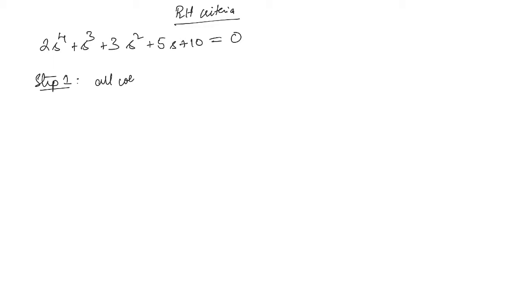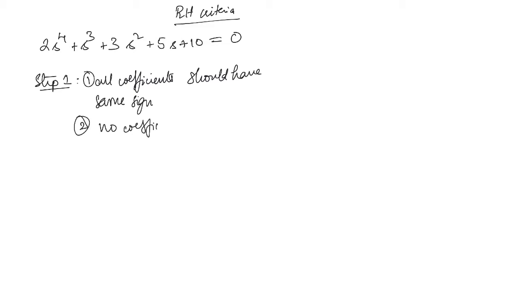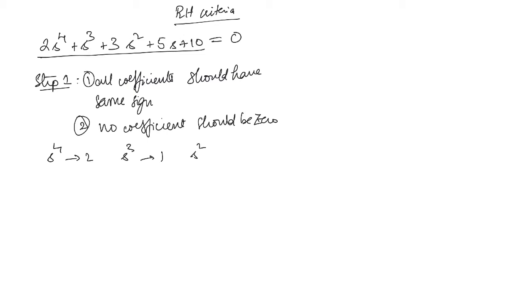So all coefficients should have the same sign. This is one condition, and the second condition is that no coefficient should be equal to 0. So in this characteristic equation, what are all the coefficients? The s^4 coefficient is 2, the s^3 coefficient is 1, the s^2 coefficient is 3, the s coefficient is 5, and the s^0 coefficient is 10.